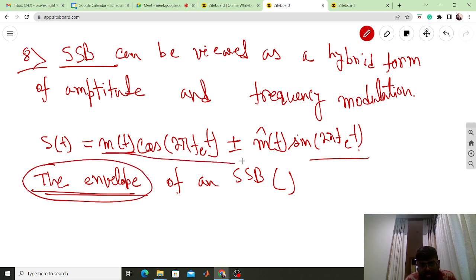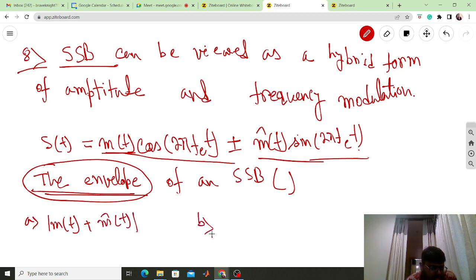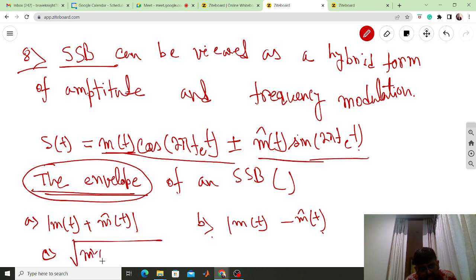So this is the SSB modulated signal. I'm just writing the options. First option is m of t plus m of t. B is m of t minus Hilbert transform of m of t. And option C is root under m squared t plus m hat squared t.